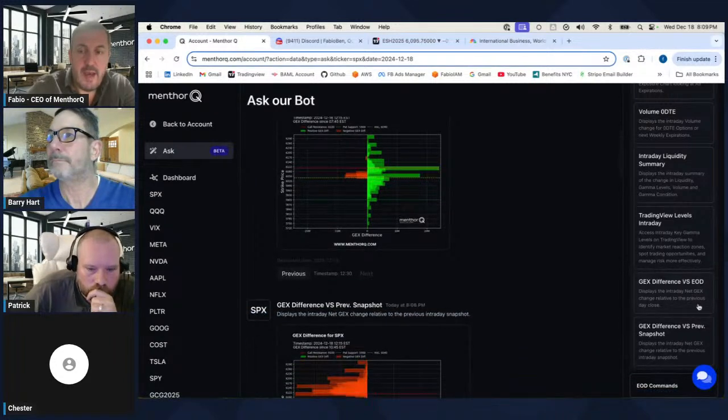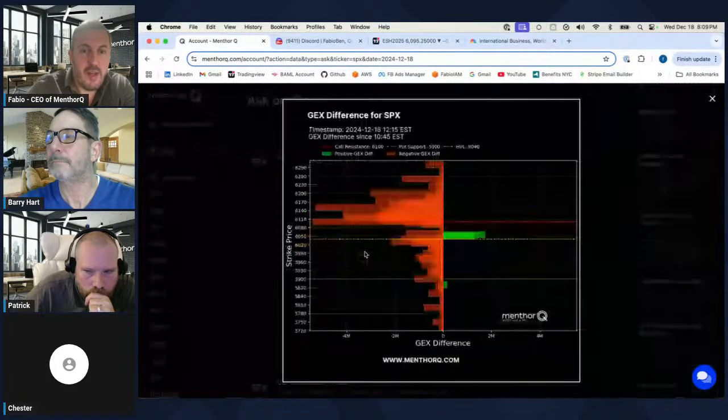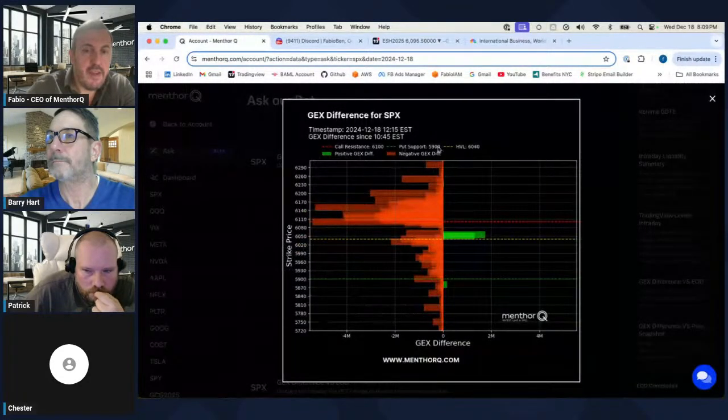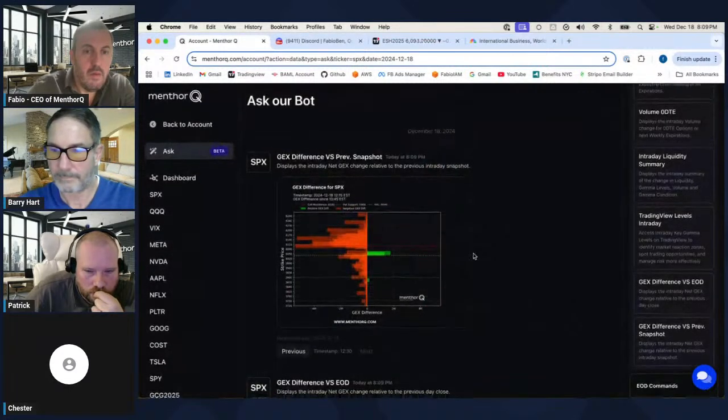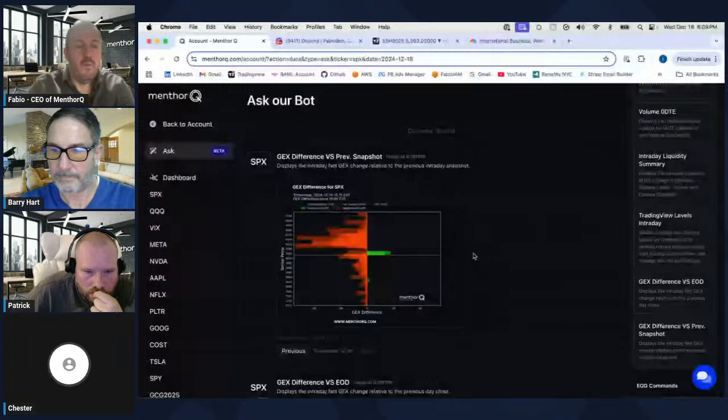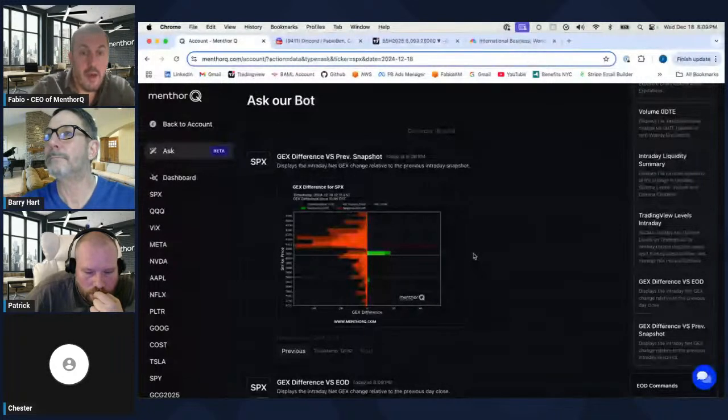But then if we look at what's happening right now, we see some sort of increase in negative positioning at these strike levels. And those days can revert quickly, right? Tomorrow could be a completely different day.